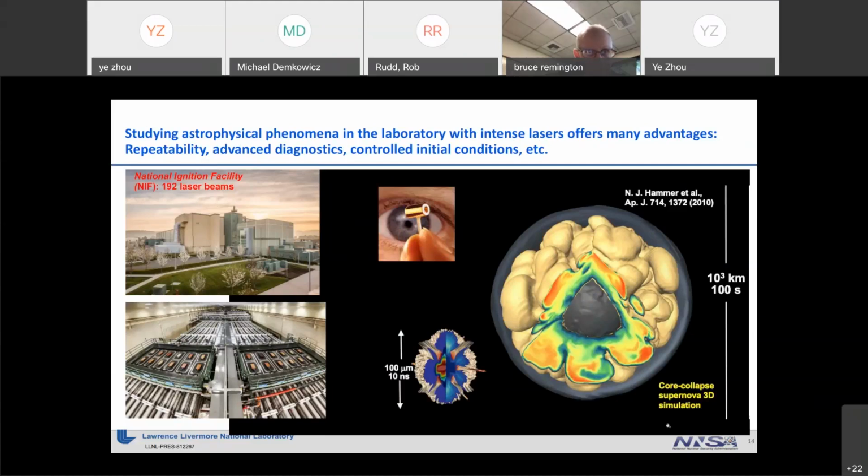So a lot of effort is trying to do the core collapse supernova experiment with a very large dimension. You can see we go to thousands of kilometers with a time scale of about 100 seconds. You want to do this kind of large-size process with such a small laser target, and this kind of simulation is going to only go about 100 microns with a time scale of about 10 nanoseconds.